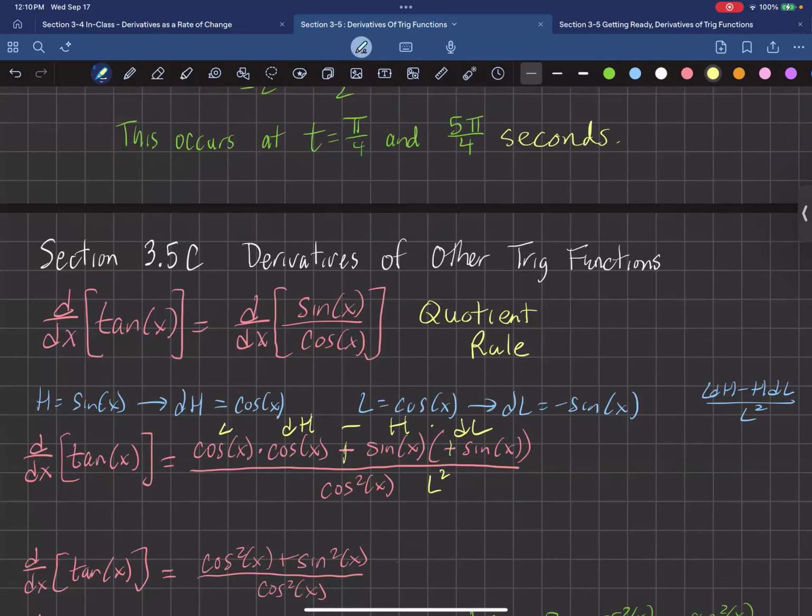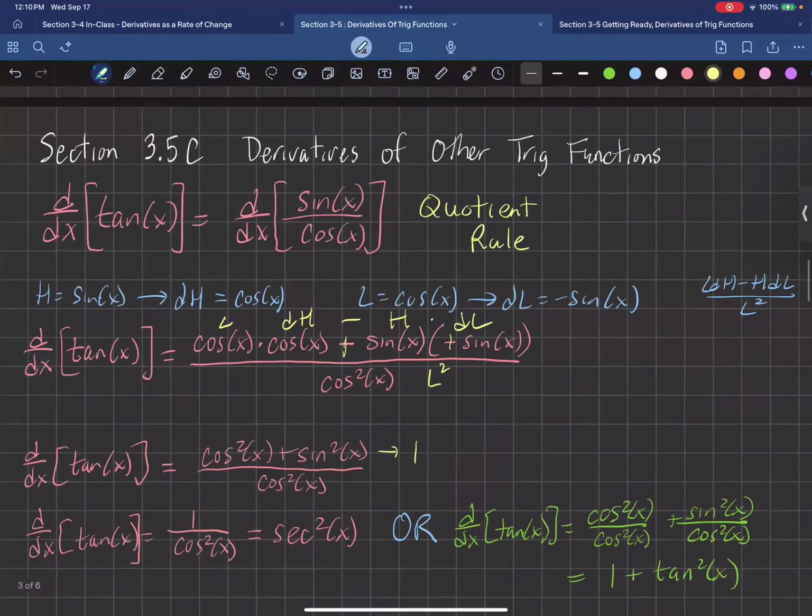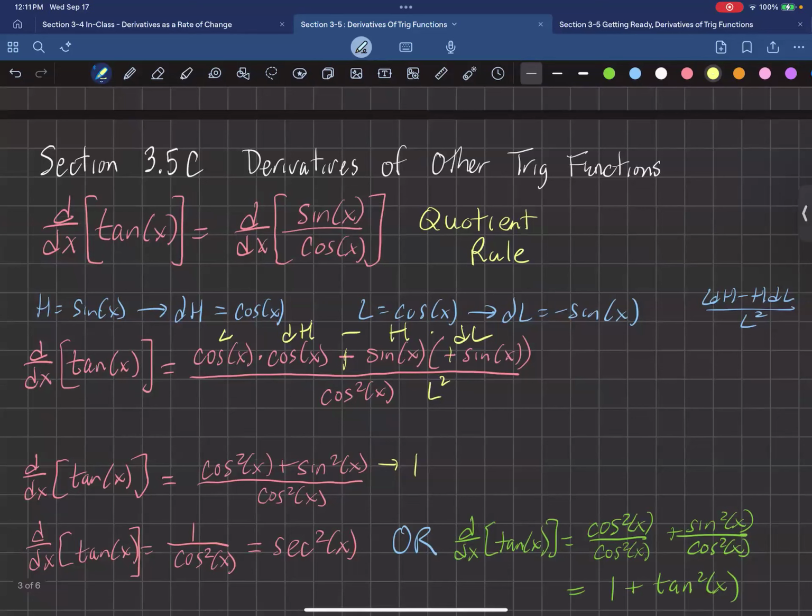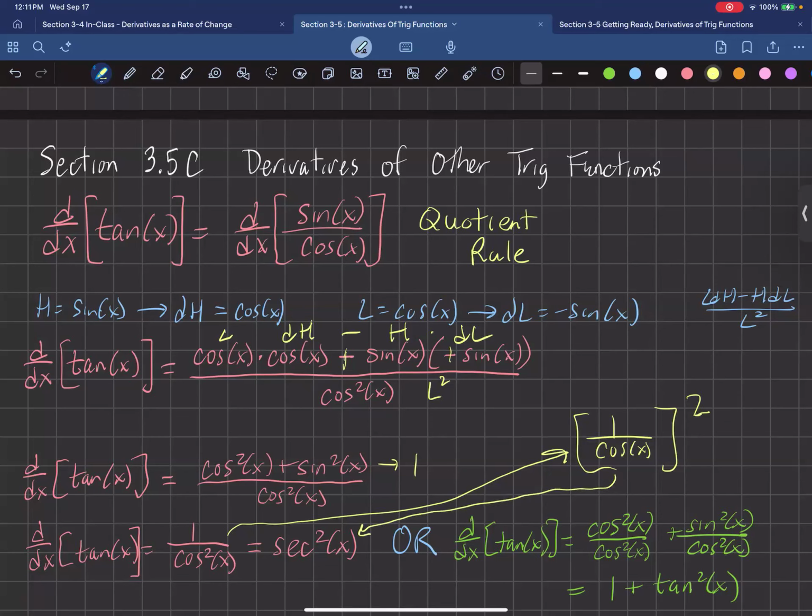And this top actually is the Pythagorean identity. That equals 1. So we have 1 over cosine squared x, and I'm going to write that a little bit differently. This is like 1 over cosine x, squared. And that way it might be a little bit easier to see that that is secant x. And since it gets squared, we have secant squared x.